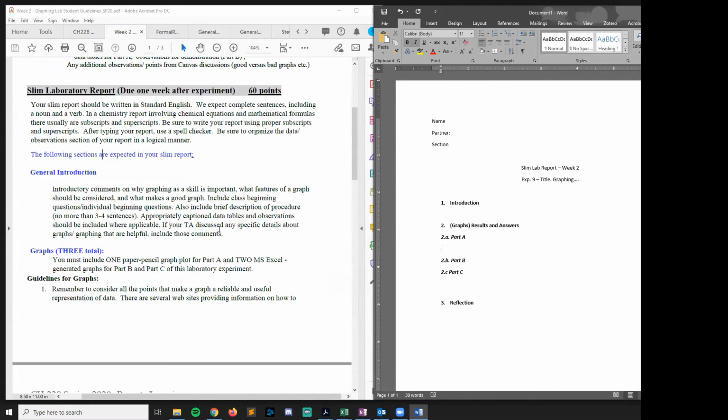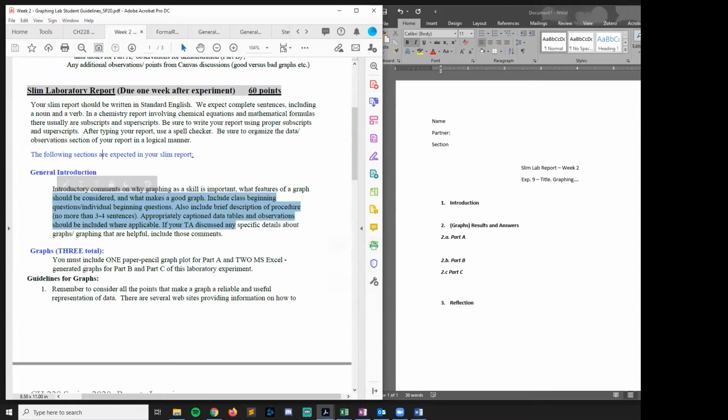So let's go back and now talk about the introduction. As far as the introduction, it's not where we're focusing the majority of the points this week, but I do want you to start focusing on how to write a good introduction for both a slim lab report and a full lab report. I'd say your primary focus for the points of this slim lab report is the graphs. Specifically for the graphs, I'm going to read this part because I think it's important for you to know where our focus is for the week.